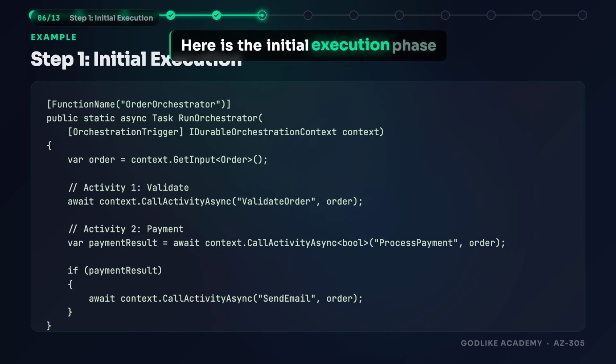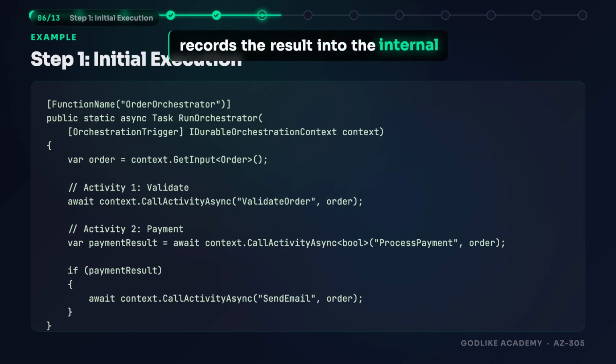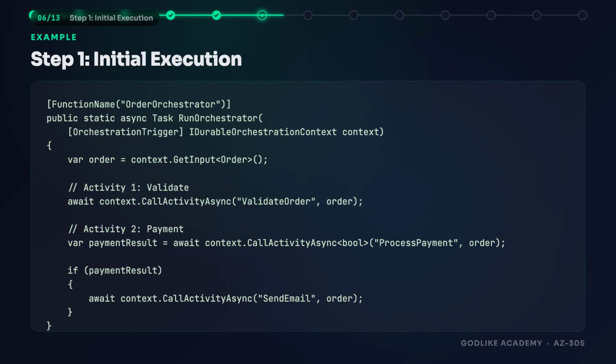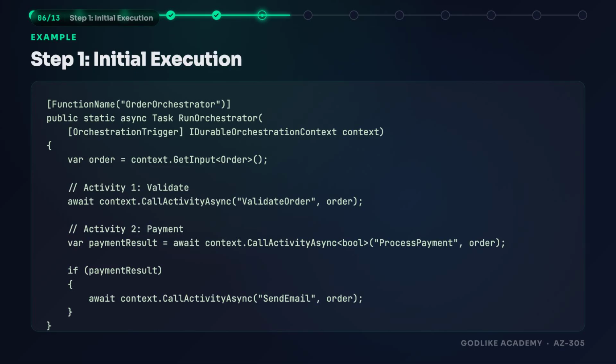Here is the initial execution phase when you trigger the orchestrator function. The code runs normally from top to bottom, calling validate order and then process payment. During this run, the Durable Functions framework intercepts every activity call and records the result into the internal event log immediately. The function does not wait for external responses. It pushes through the entire code block rapidly.